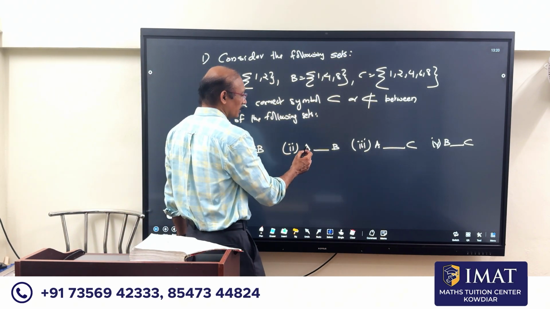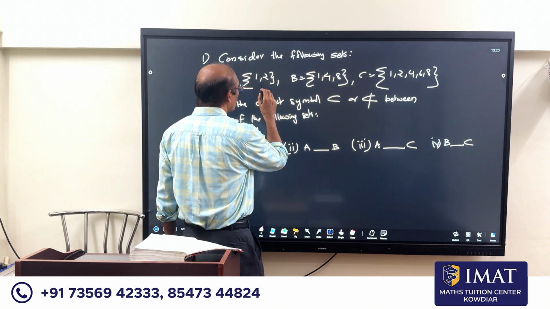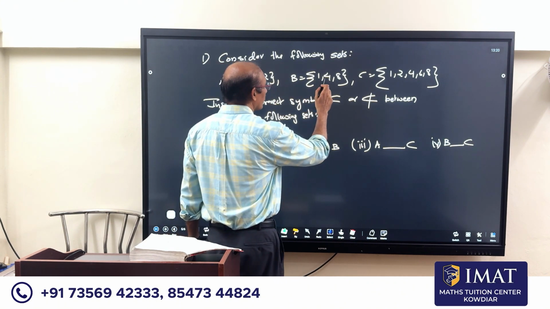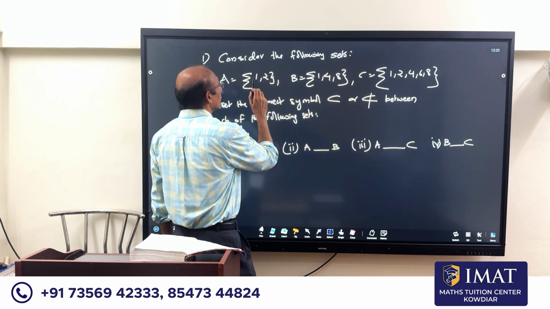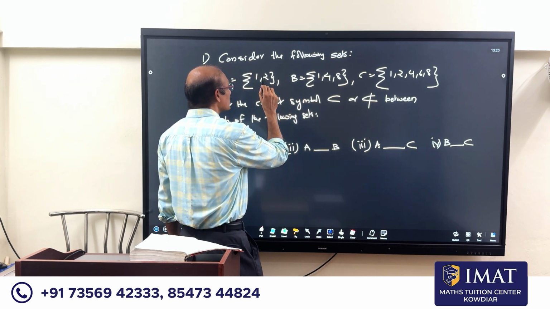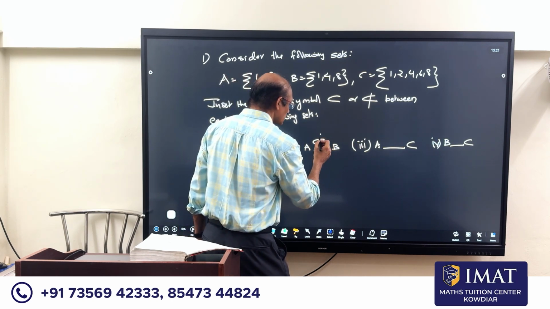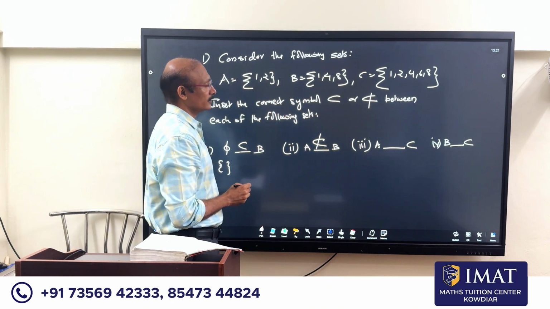Second, A and B. Try to connect A and B. A has elements 1, 2. B has elements 1, 4, 8. Now, you see that all the elements of set A are not in B. Set A has one element, 2, which is not in B. So, you cannot call this a subset. It is not a subset.